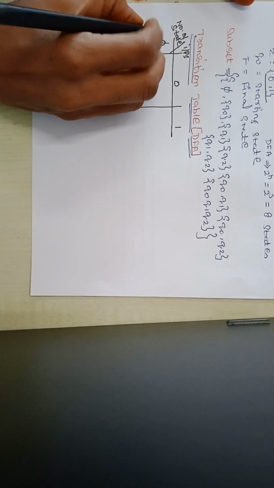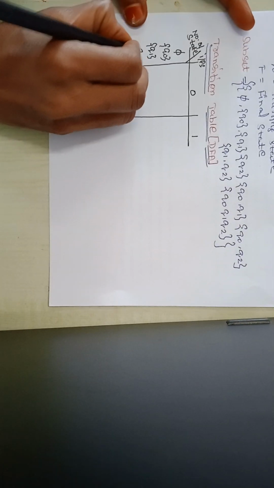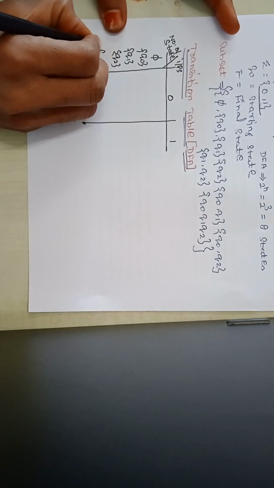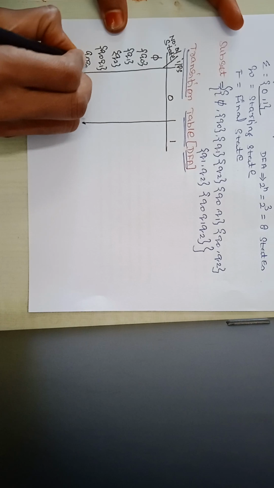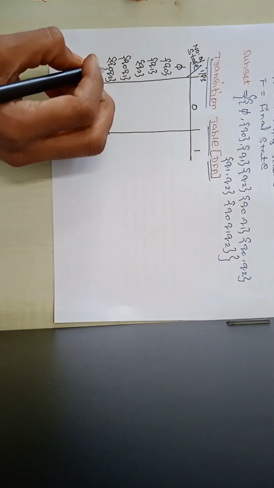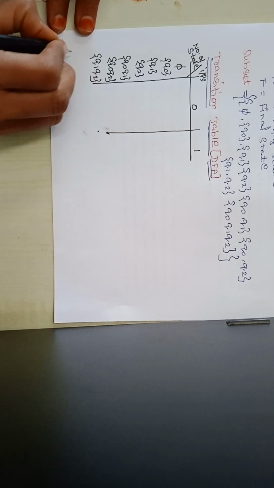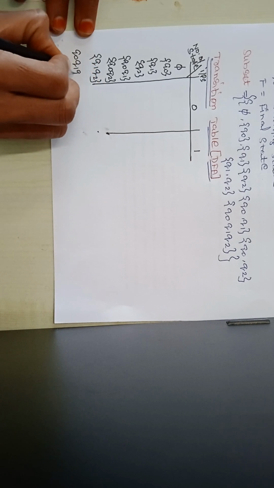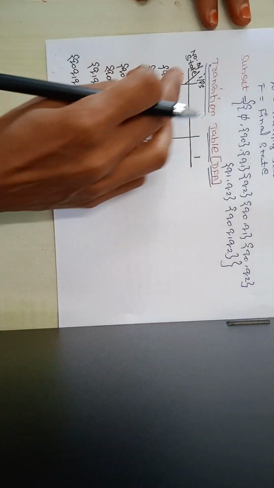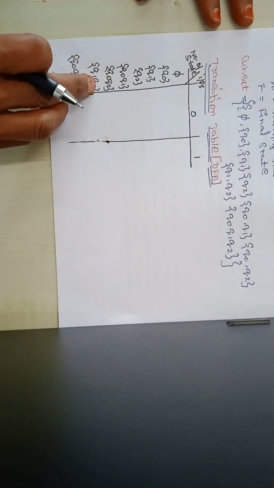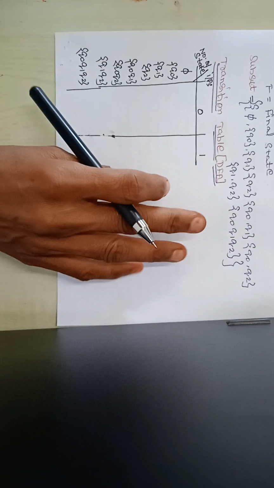Next Q0, Q1, Q2, Q0 Q1, Q0 Q2, Q1 Q2, Q0 Q1 Q2. So 1, 2, 3, 4, 5, 6, 7, 8. We use 8 states in this transition table.